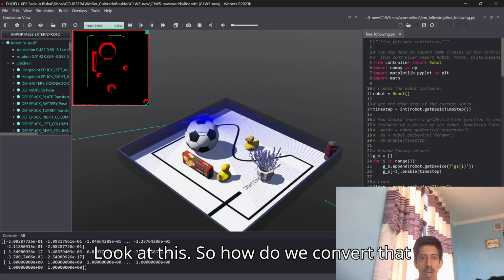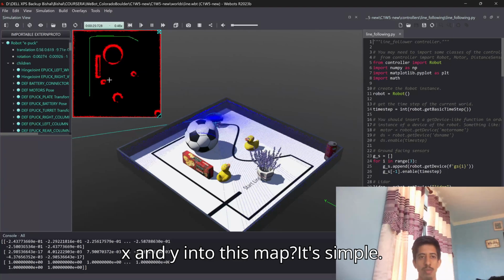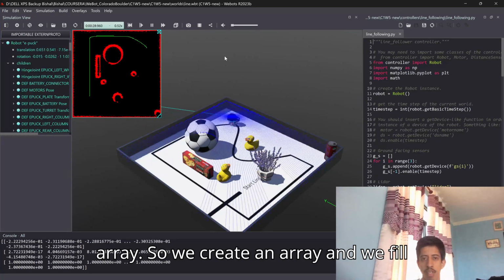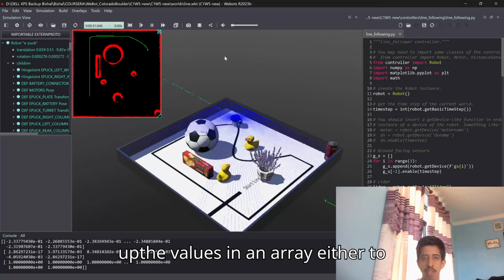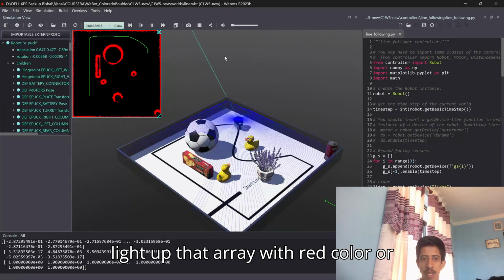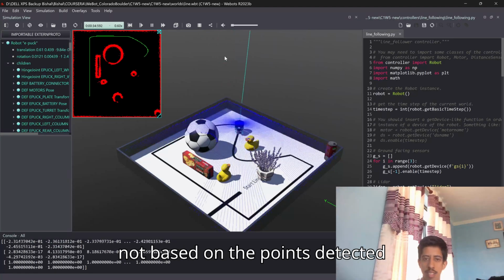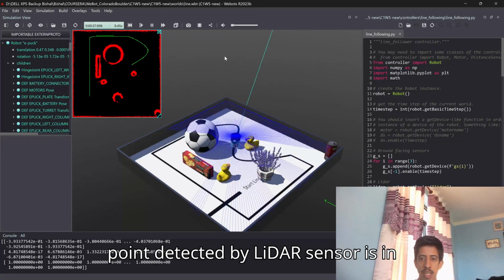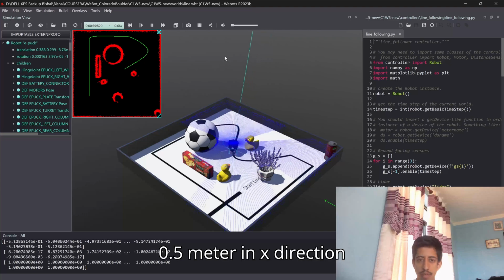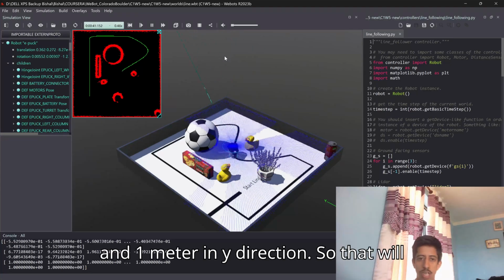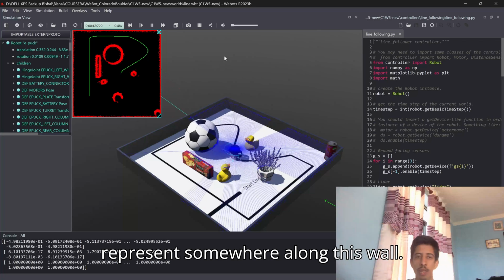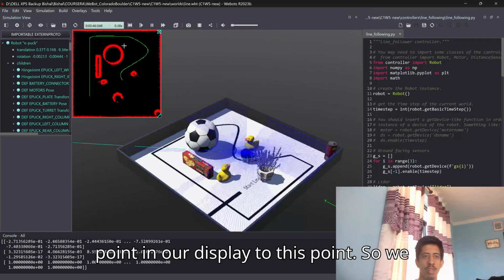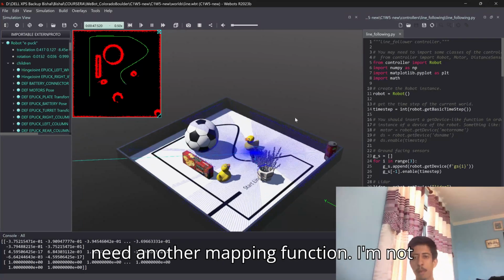Look at this. How do we convert that x and y into this map? It's simple. This display is just a 300 by 300 pixel array. So we create an array and fill up the values, either to light up that array element with red color or not, based on the points detected by the LiDAR sensor. Suppose the point detected by the LiDAR sensor is 0.5 meters in the x direction and 1 meter in the y direction. That will represent somewhere along this wall. So for that point, how do we map it to this point in our display? We need another mapping function.